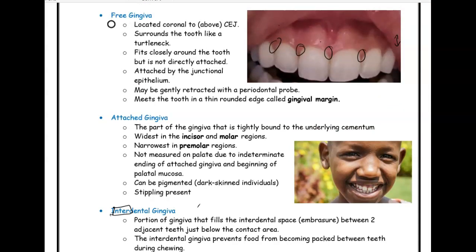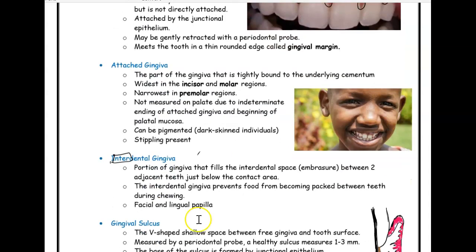So these are all interdental gingiva, or in between teeth. Inter means in between, dental means teeth. So gums that are in between the teeth. These circled areas are interdental gingiva. There's also another word for it. Anyone think of what word that could be? If you said papilla, you would be correct.